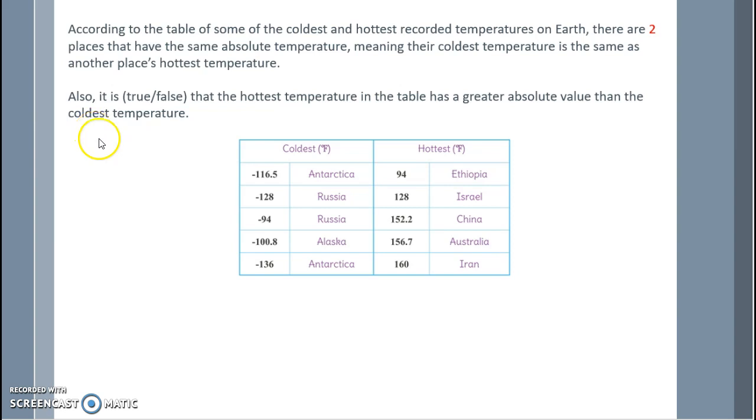Also, is it true or false that the hottest temperature in the table has a greater absolute value than the coldest temperature? Well, the hottest temperature on the table is 160 degrees. The coldest temperature looks like negative 136 in Antarctica. When I compare the absolute values of negative 136 and 160, the hottest temperature is the greater absolute value. So this is true.